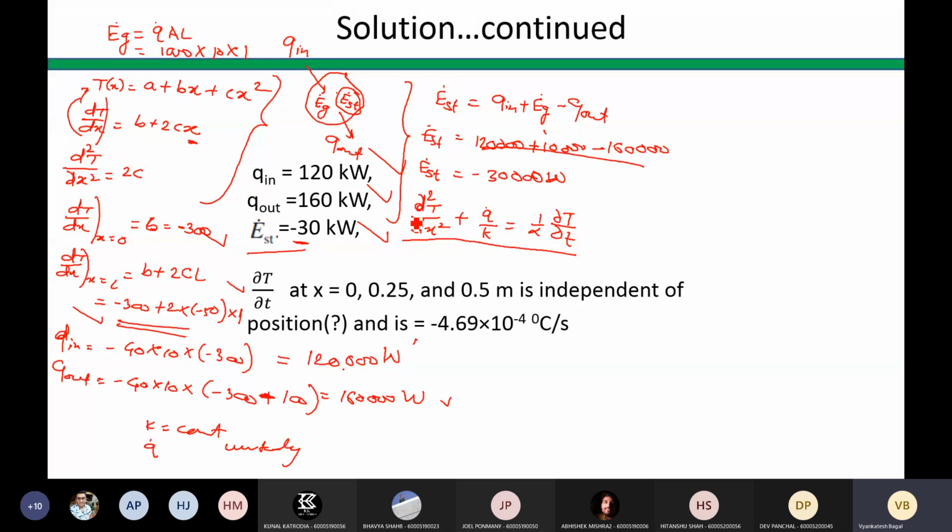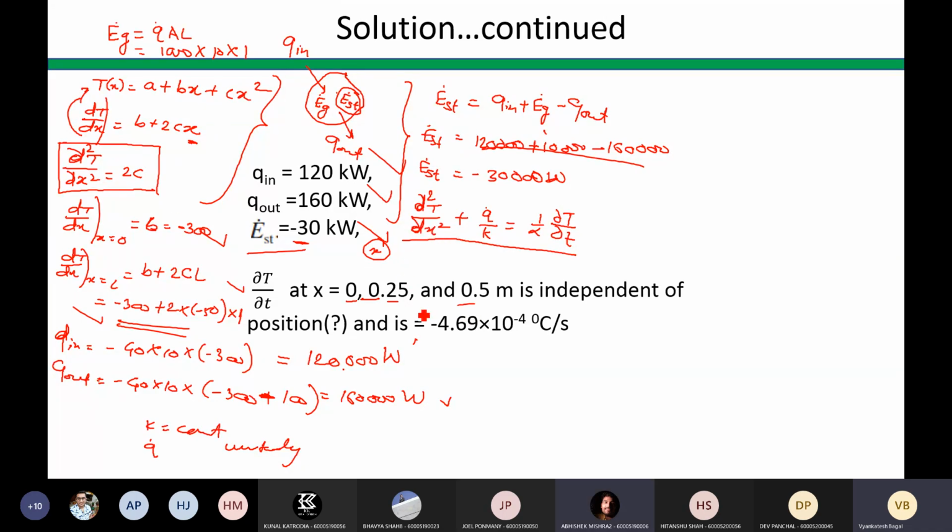Fine. Now you will be in a position to find out this dou T by dou t provided you know these two terms. Now it is time to find out the second derivative of this temperature, or second gradient. So we have already solved this, dou square T by dou x square. This is equal to 2C. Means this is independent of x. It does not depend on x. So whether you calculate this term at 0, 0.25 or 0.5 meter, it is independent, right?